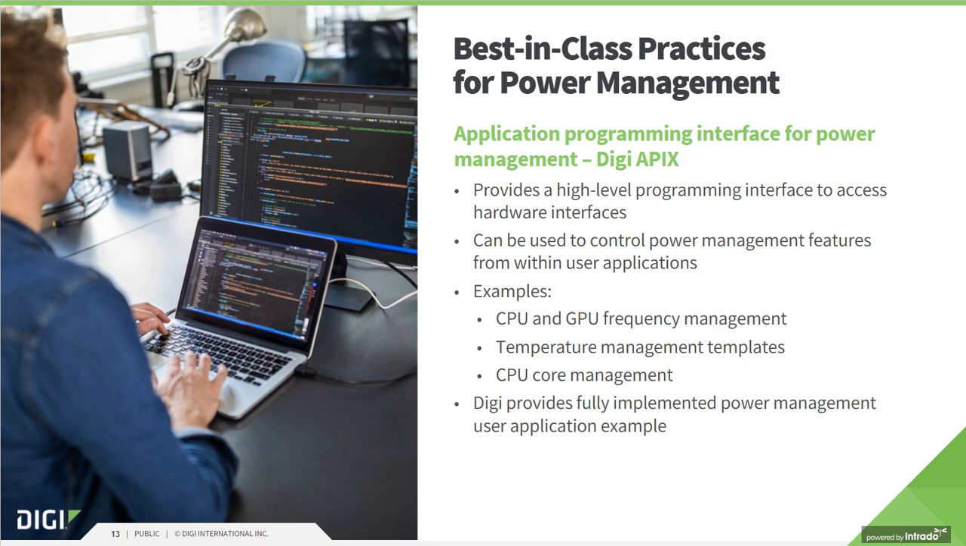Most of these features typically require lower level system access through a command line, or at least require configuration on operating system level. A user-friendly IoT system should provide a mechanism to allow developers to utilize power management features from within their application code. Digi has added a programming interface called APIX to its operating system offerings, allowing programmers to access many of the embedded hardware interfaces of the system. And in addition, this set of APIs also provides high-level access to power management capabilities.